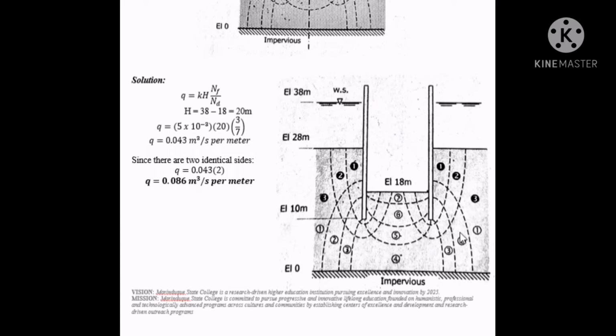Because there will also be flow here, on the upstream side. So if we analyze again, this is also 1, 2, 3, and 1, 2, 3, 4, 5, 6, 7 also. That's why these are two identical sides, and we're just going to multiply what we have already solved by 2, and that will give us the seepage loss in this coffer dam, and that is 0.086 cubic meters per second per meter. And that will be the answer for this problem.